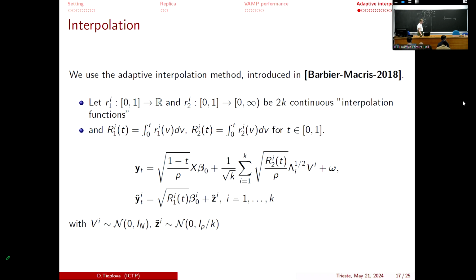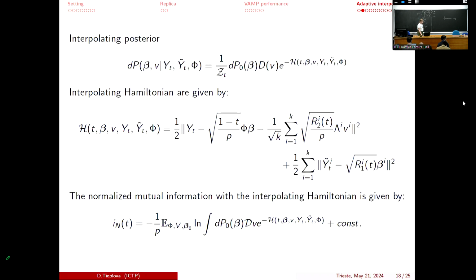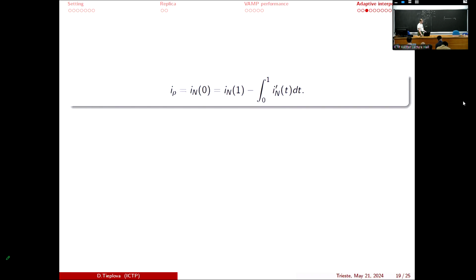On this slide we are presenting again all the objects but for the new model. As I said, at t equal to 0 we have our I_p, which is the old mutual information, and at t equal to 1 we have something that we can calculate, and we also have this integral, and we will see afterwards what we want from this integral.